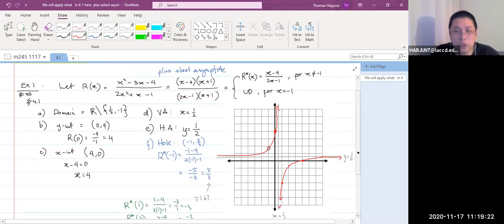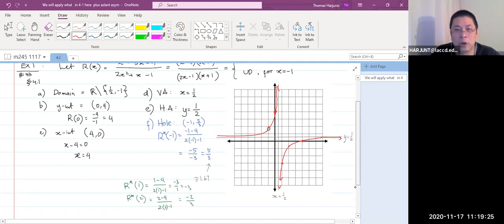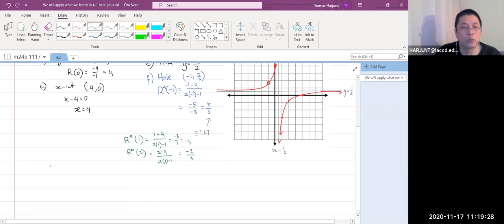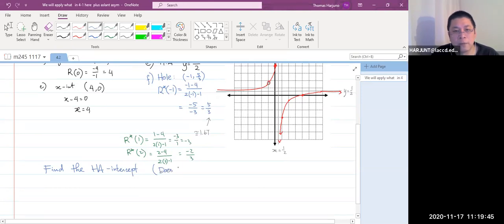But now I want to teach you more about the analytic part. For example, find the horizontal asymptote intercept. So basically, does the graph intersect the horizontal asymptote? If so, at what coordinate?